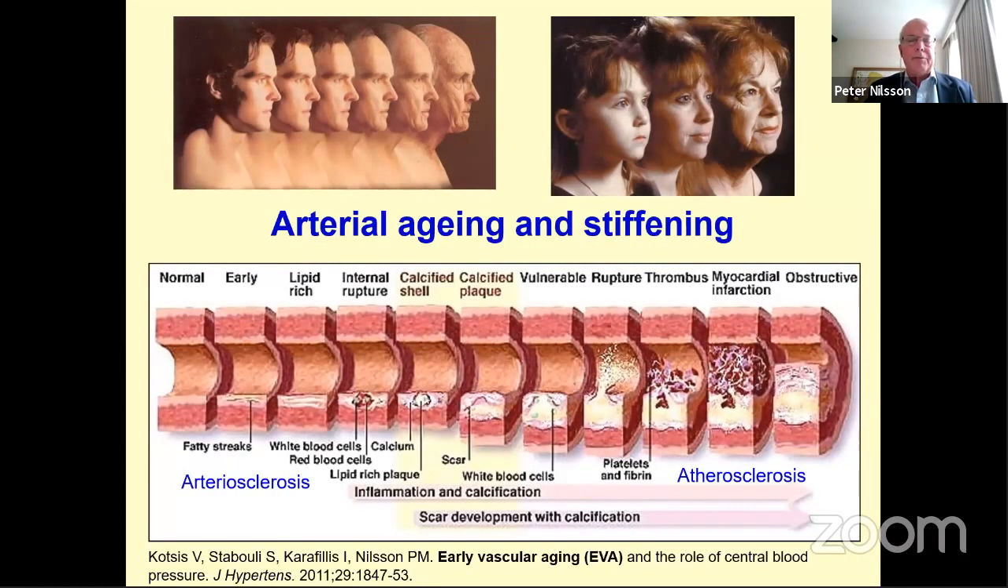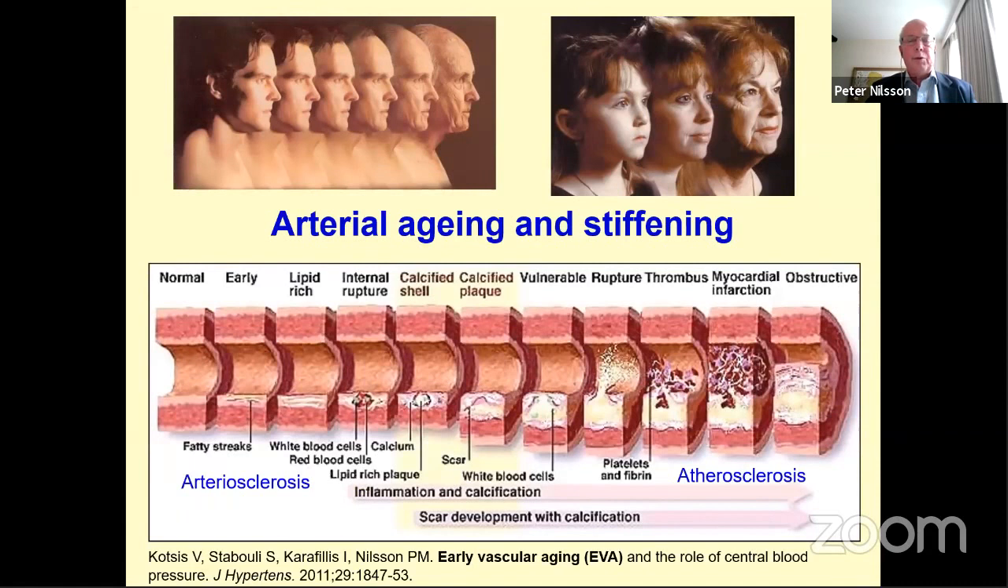Of course, atherosclerosis is very proximal to the cardiovascular event itself, but observational studies have indicated that both arteriosclerosis and atherosclerosis can independently predict cardiovascular outcomes.